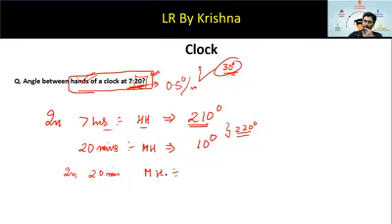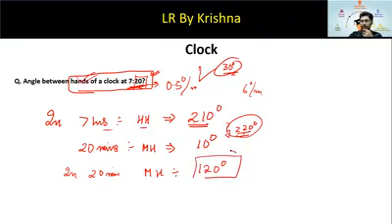What about the minute hand? Per minute, the speed is 6 degrees per minute. So in 20 minutes, it will move by 120 degrees. Hour hand moves by 220 degrees. Minute hand moves by 120 degrees. Answer is 100. Most of you gave the answer as 110. You are not adding this 10 degrees. Correct? Answer is 100 degrees. I hope this is clear to you.